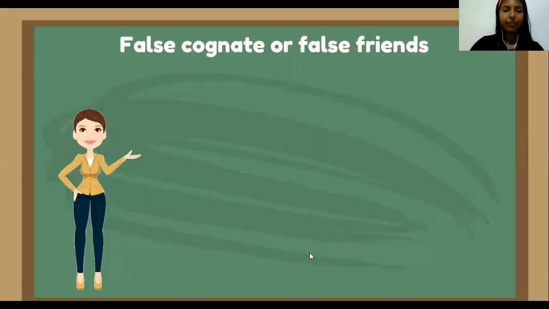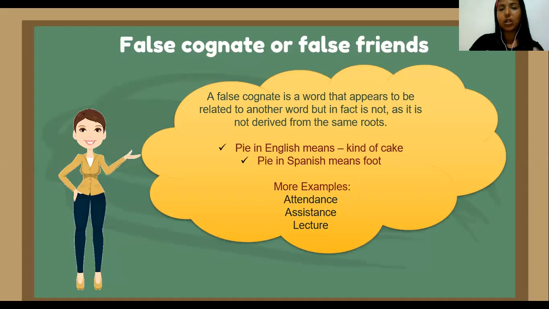Now we have the false cognates, or some people call them false friends. Why? Because students, you have to be careful and pay attention to these words because they look very similar. And when you hear the word, you immediately relate the meaning with the meaning in your native language. For example, if your native language is Spanish, you relate the word with the meaning in Spanish.